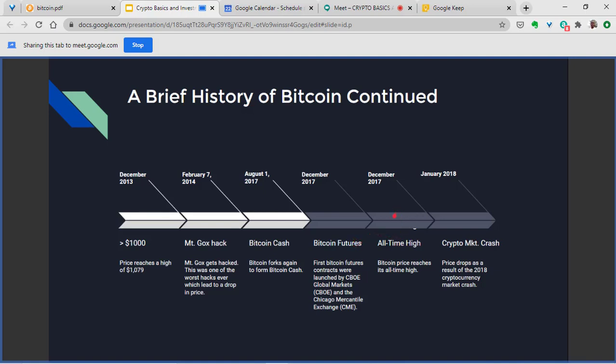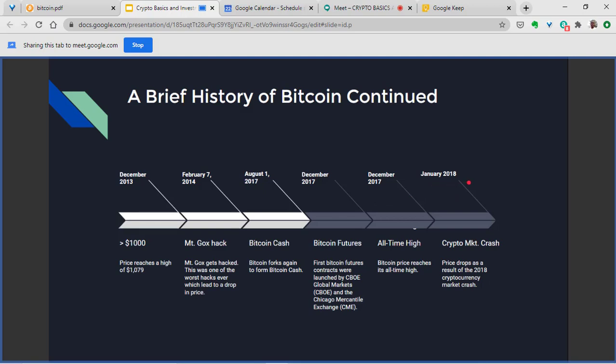So let me quickly move on. All-time high, December 2017, and I think this was when most of us began to hear about Bitcoin. Bitcoin reached the all-time high price. That was done. And this was followed by a lot of people jumping in on the hype. They didn't really understand, but they just saw Bitcoin is going up. Let me buy. You understand?